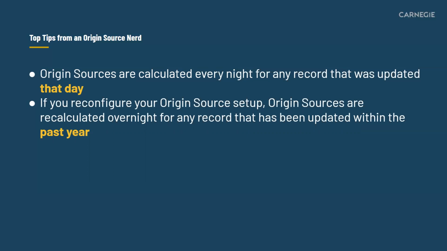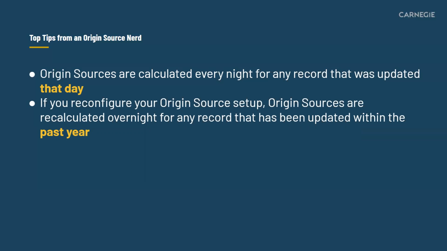Now, if you reconfigure your origin source setup, you're connecting some new forms, changing some labels, rearranging some categories, those origin sources will recalculate overnight for any record that has been updated within the past year. So if you're making kind of a big overhaul of your instance, you may have records that have not been touched for several years. You have to kind of push those to run through because they're not going to run through automatically.